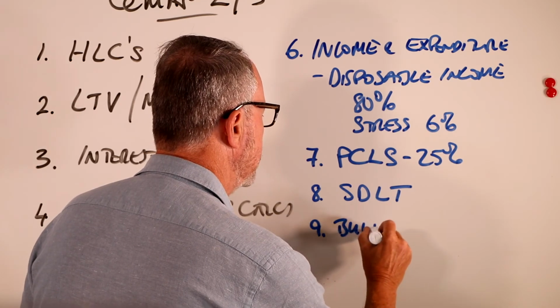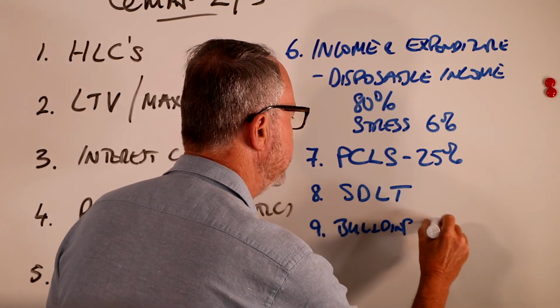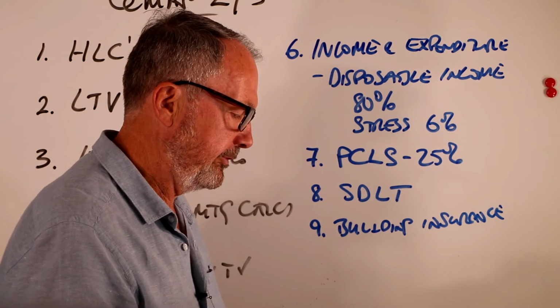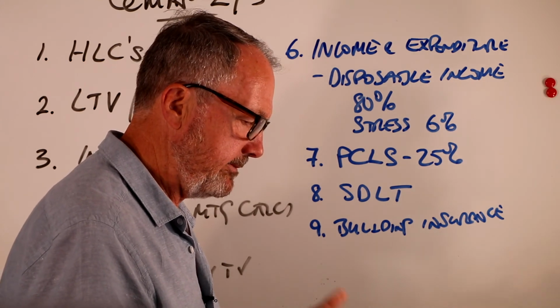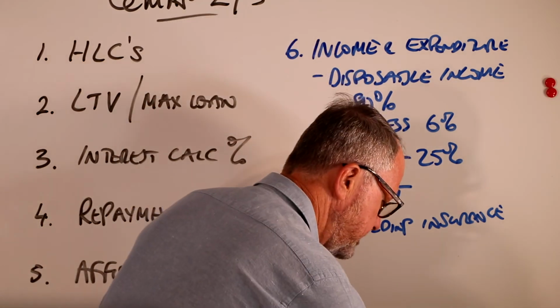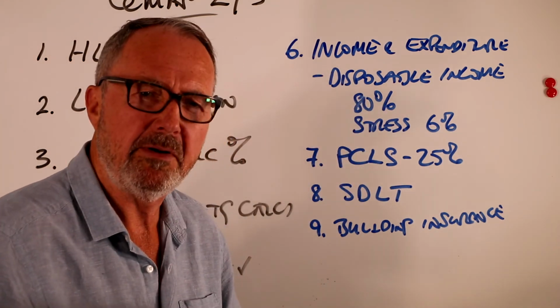Number 9, buildings insurance. You might get questions around buildings insurance claims. I've seen questions around the excess, 20% excess on a claim for subsidence maybe, or something like that. So you might get questions around that. Not massive though, that one.